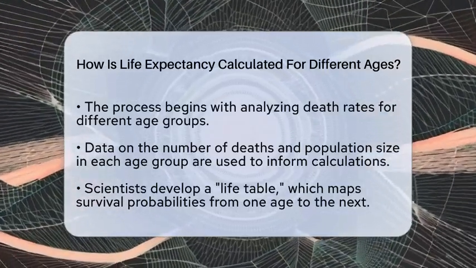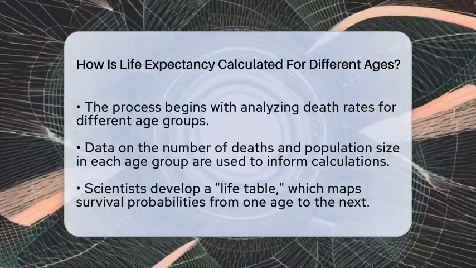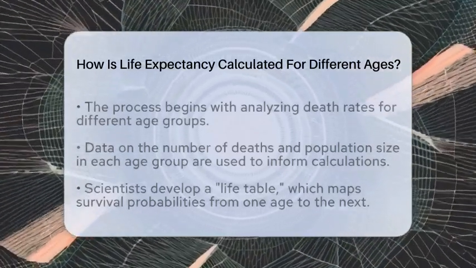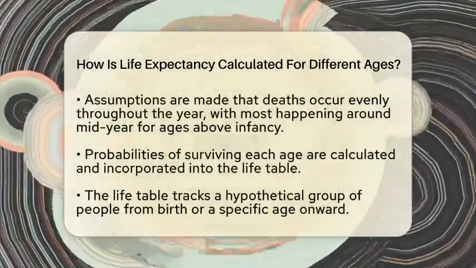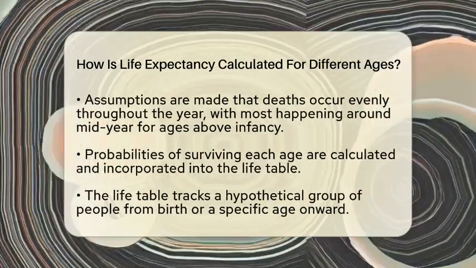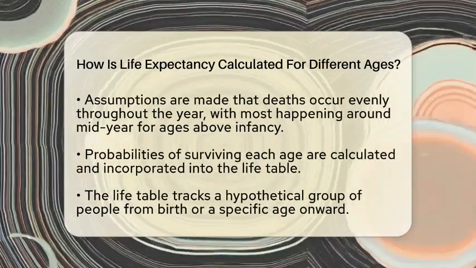Scientists then create something called a life table. Think of it like a detailed map that shows the chances of surviving from one age to the next. They assume that deaths happen evenly throughout the year, so they estimate the average time someone might die within an age interval. For example, they assume most deaths happen around the middle of the year for ages above infancy.